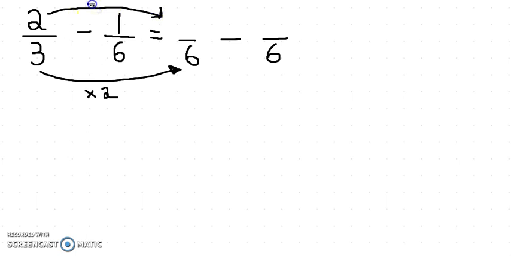Alright, so again, just times it by 2, and this will give us 4. So we have 4/6, and then we're going to have 1/6 over there. So what's 4/6 minus 1/6? It's going to be 3/6. And over here we have a question.